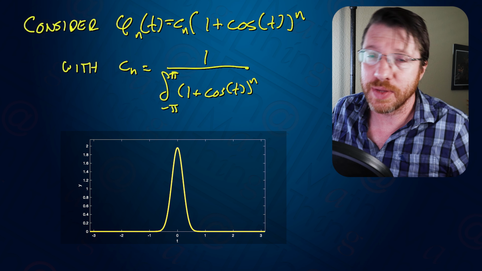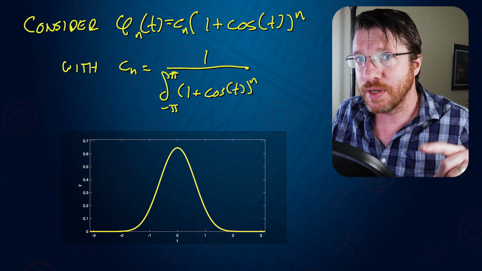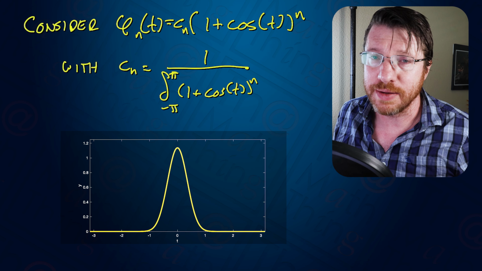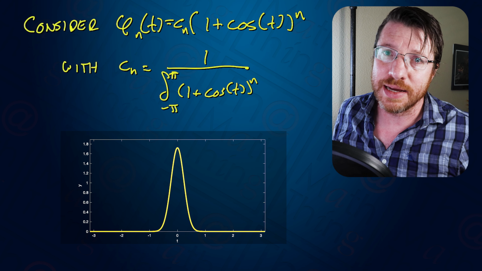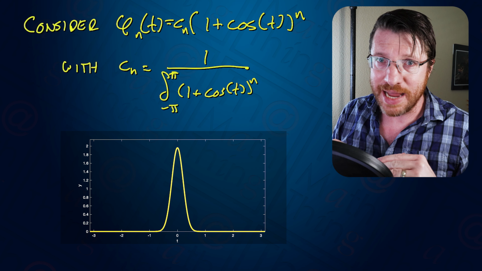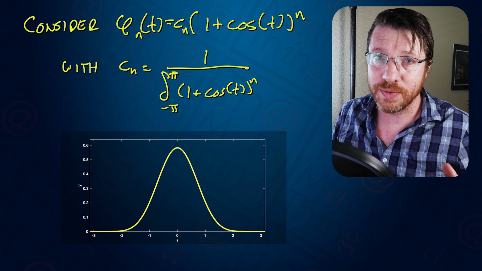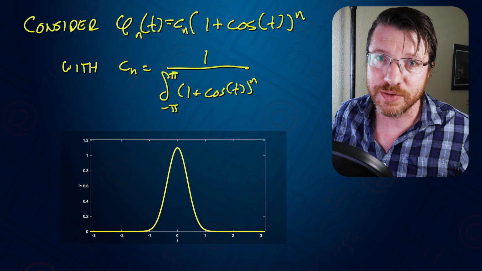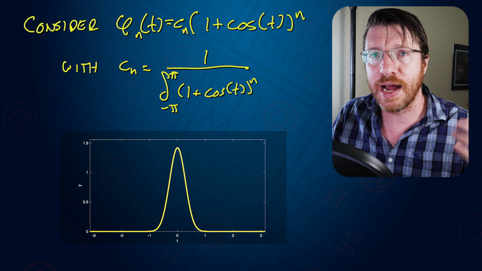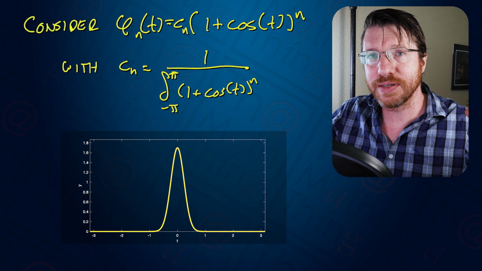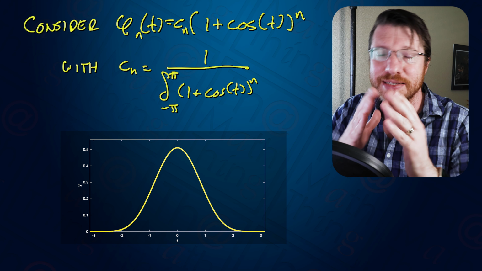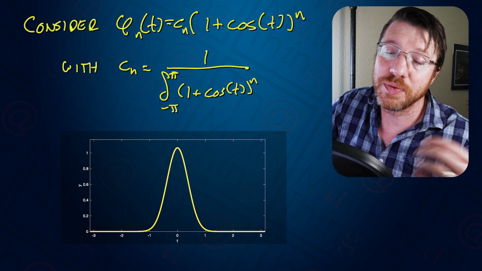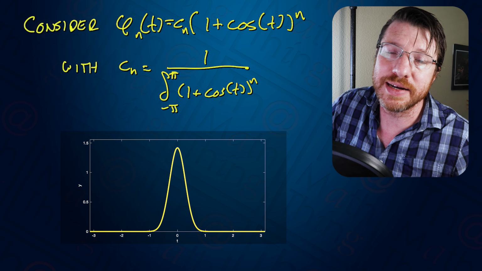If you look at this, it makes a lot of sense. Essentially, 1 plus cosine of t is shifted up from the origin, and so we know that it is always at least 0, and usually just positive. As we take this to higher and higher powers, all of that information is going to start being compressed around 0 as n goes to infinity. And so this actually is an approximate identity.